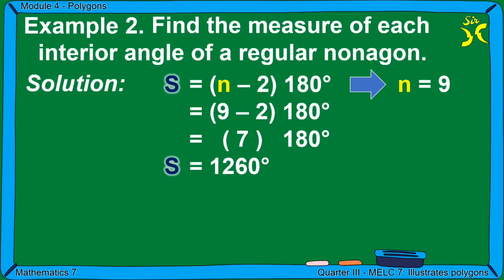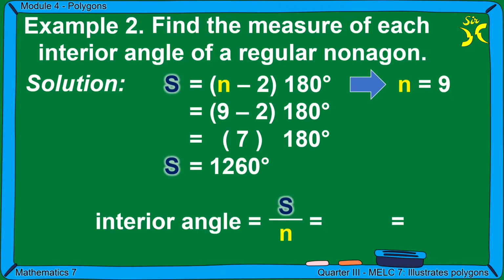To find the measure of each interior angle, divide the total interior angle S by the number of sides n. S is equal to 1260 and n is equal to 9, so therefore 1260 divided by 9 is equal to 140 degrees. So the measure of interior angle of a regular nonagon is equal to 140 degrees.